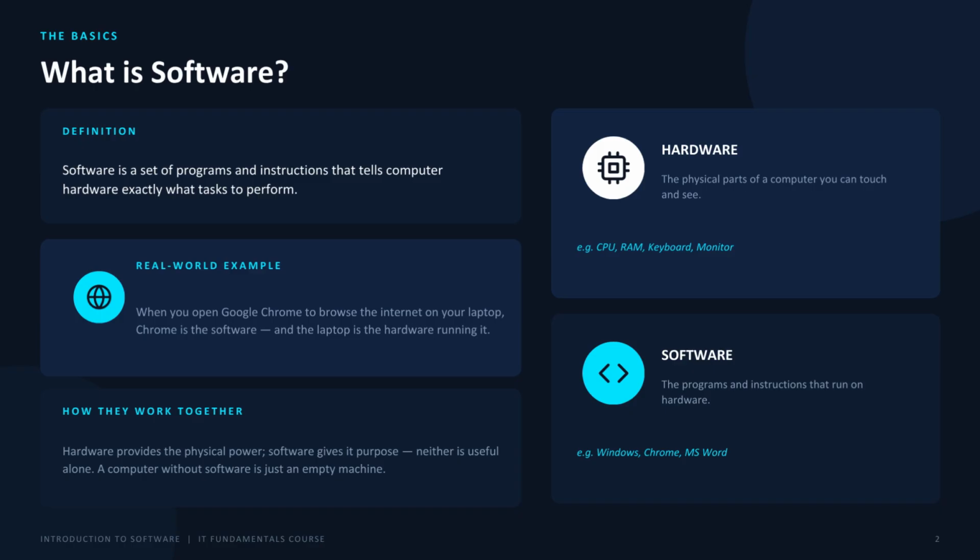Definition. Software is a set of programs and instructions that tells computer hardware exactly what task to perform. Hardware, the physical parts of a computer you can touch and see. Example: CPU, RAM, keyboard, monitor.